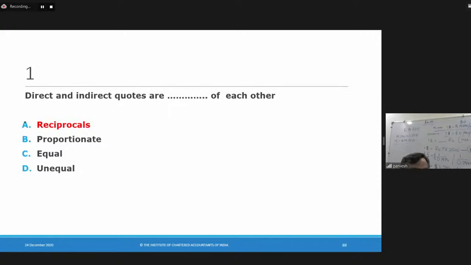The answer is reciprocal. Maybe I'll be getting some replies now because people might have put the replies, but I haven't received them. So the direct and indirect quotes are reciprocal of each other. Chavi has got it right. Reciprocal, A. Wonderful. I think I'm getting answers from someone. Preeti has also done it well.